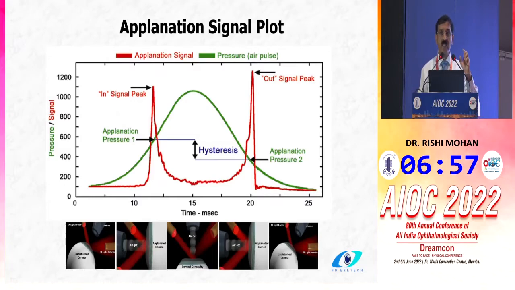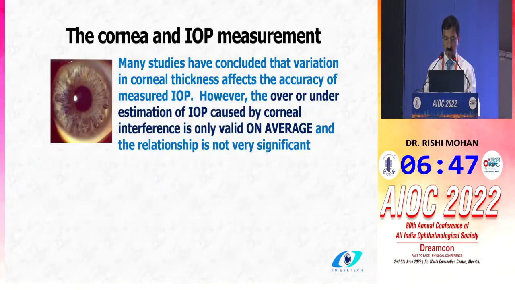But broadly speaking, the single most important data that one gets is the difference between applanation pressure 1 and applanation pressure 2, and this is called corneal hysteresis.